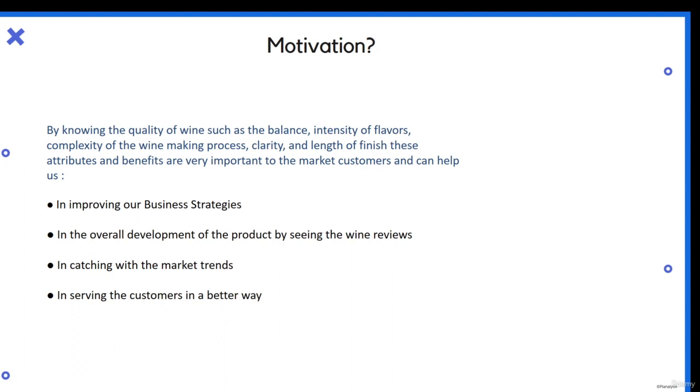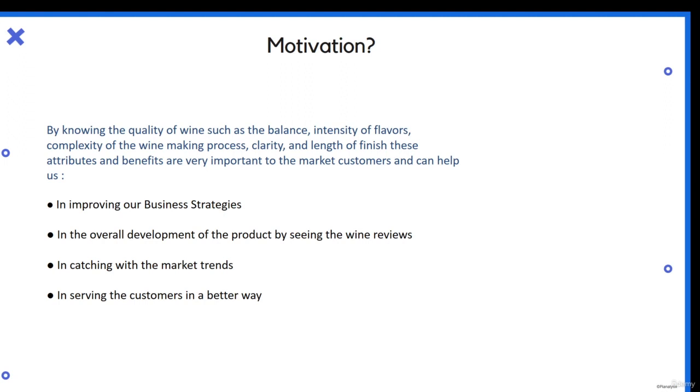So a brief intro about the problem: by knowing the quality of wine, such as the balance, intensity of flavors, complexity of the wine making process, clarity and length of finish. These attributes and our benefits are very important to the market customers. Like these attributes decide if the wine is good or bad. That is what we'll be predicting, and this correlation is important to many customers, and this can help a company in improving its business strategies.